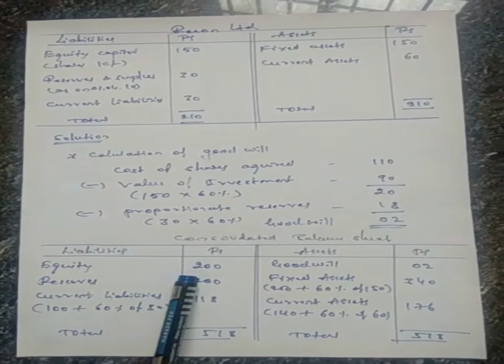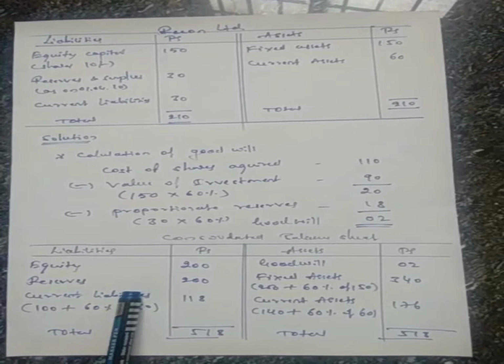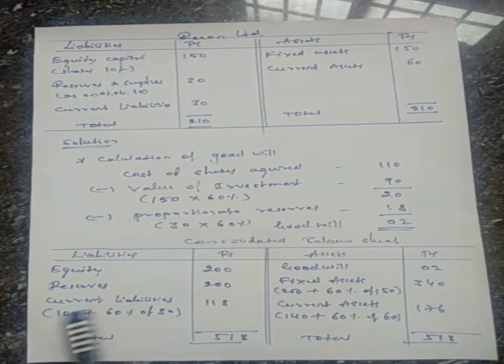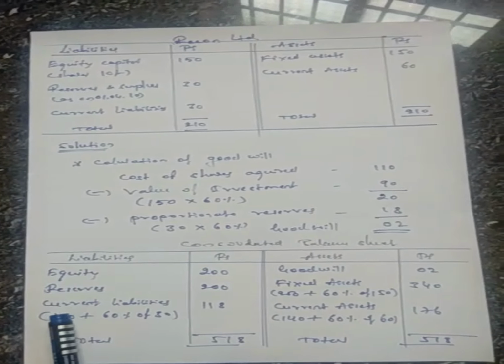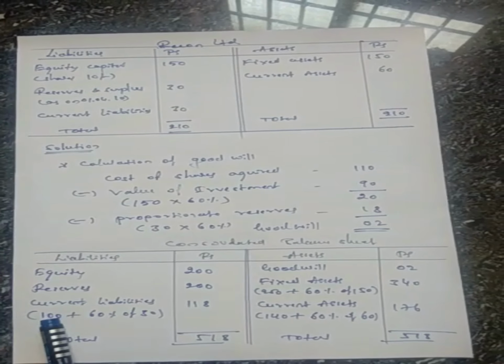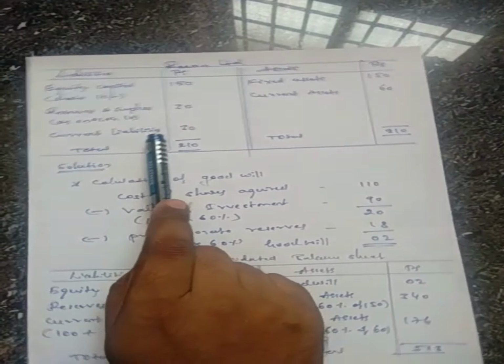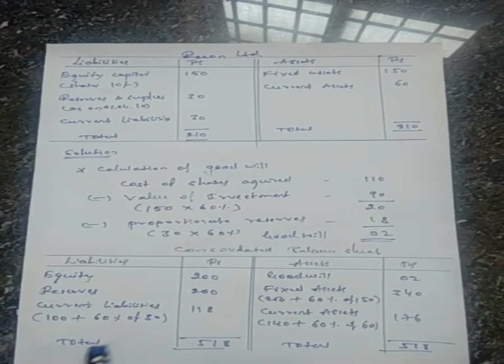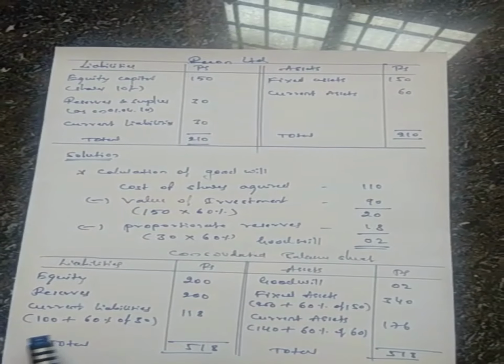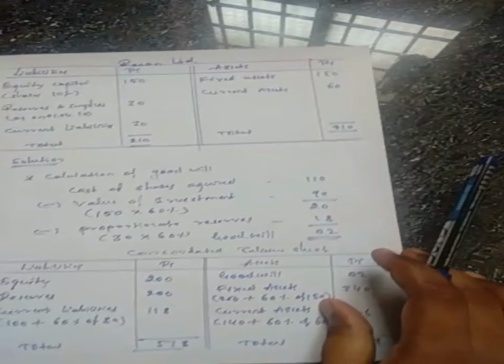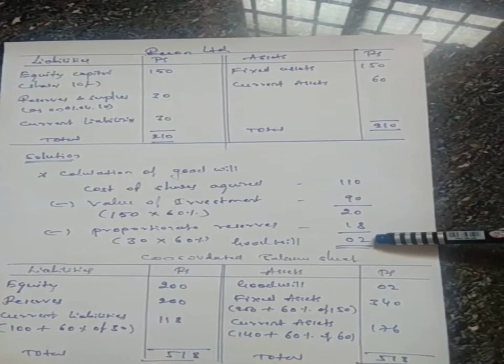So reserves 200, current liabilities 118, which you need to calculate on a proportionate basis: 100 is your parent company current liability plus 60% of the subsidiary company current liability. The subsidiary current liability is 30, so 60% of 30, total 118. Goodwill as it is calculated in the working note.